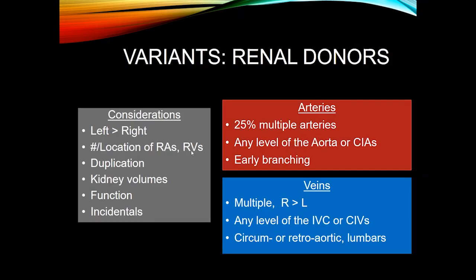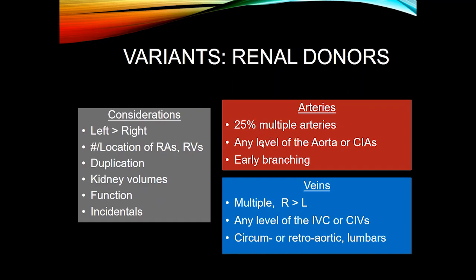For renal donors, we often take the left kidney. The number and location of renal arteries and veins are also important, just like they are in the liver donors. The more vessels, the more anastomoses, and the more risk to the donor. If there's any duplication of the collecting system, this should be noted, and kidney volumes and function are also important components to the decision making.